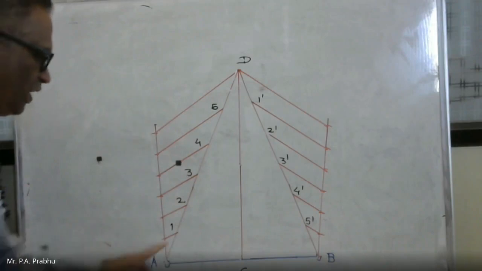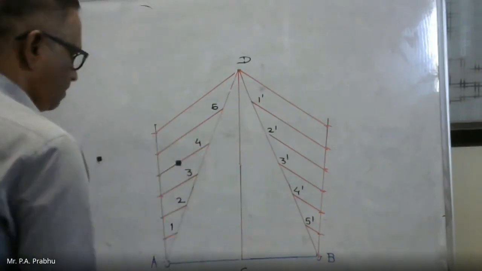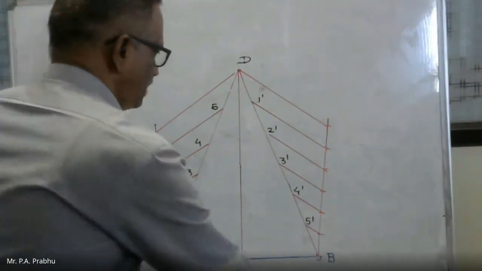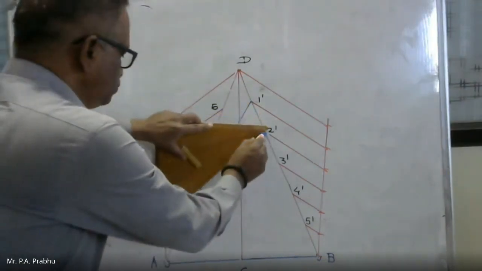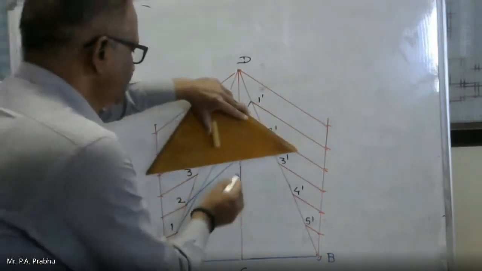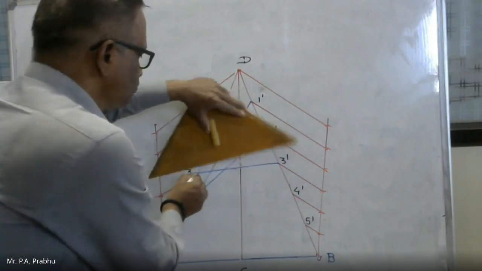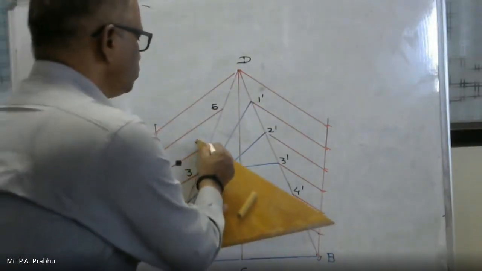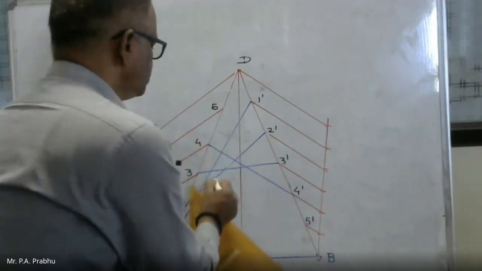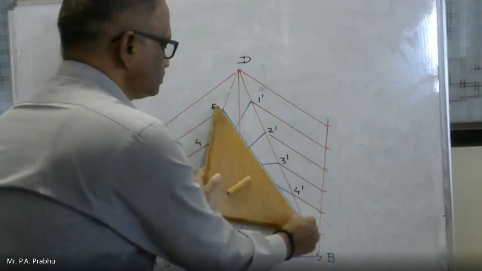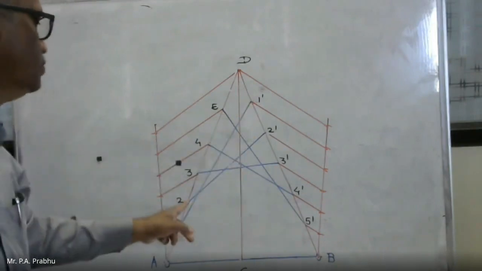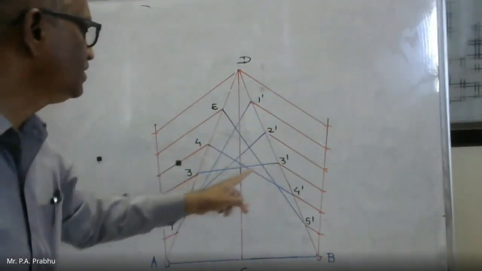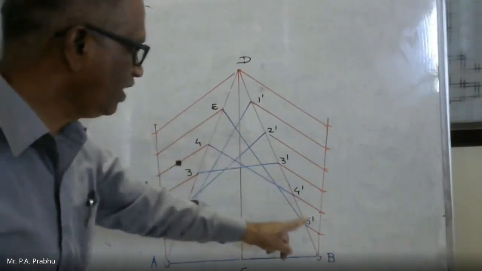Then, join 1 with 1 dash. Join 2 with 2 dash. Join 3 with 3 dash. Now here your line must pass through the center of the height. Join 4 with 4 dash. Join 5 with 5 dash. So join 1 with 1 dash, 2 with 2 dash, 3 with 3 dash, 4 with 4 dash, 5 with 5 dash. Okay.